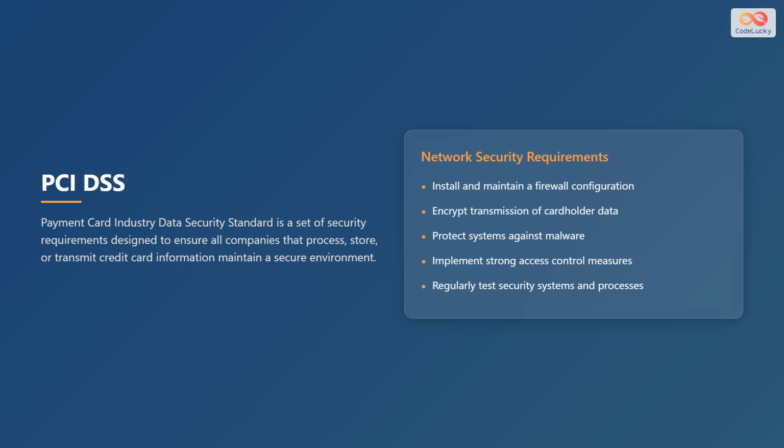Here are some key network security requirements under Payment Card Industry Data Security Standard. First, you need to install and maintain a firewall configuration to protect cardholder data. Second, encrypt transmission of cardholder data across open public networks. Third, protect all systems against malware and regularly update antivirus software. Fourth, implement strong access control measures to restrict access to cardholder data on a need-to-know basis. Fifth, regularly test security systems and processes to identify and address vulnerabilities.